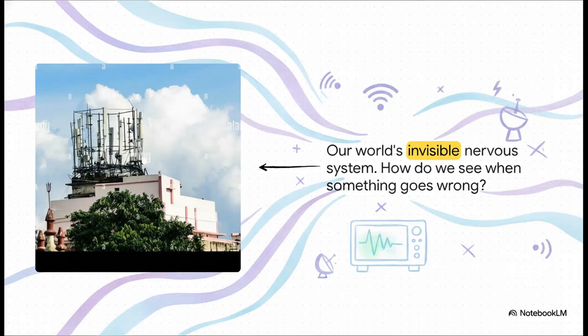Just think about it for a second. All of our wireless technology, Wi-Fi, GPS, emergency communications, it all runs on this silent, invisible spectrum. It's basically the nervous system of our modern life. But here's the catch. Because it's invisible, when a signal gets jammed or your connection just dies, how in the world do you diagnose a problem you can't even see?